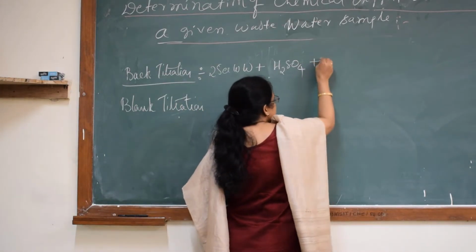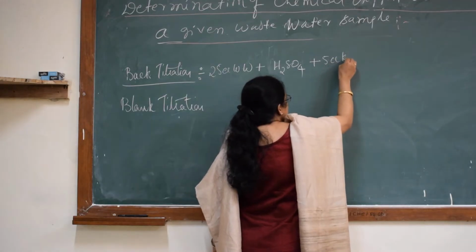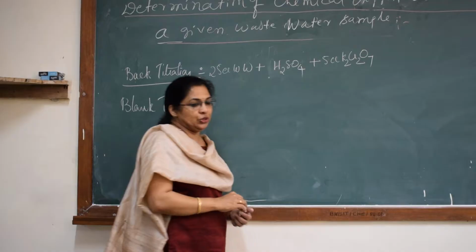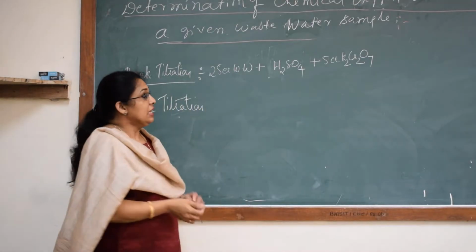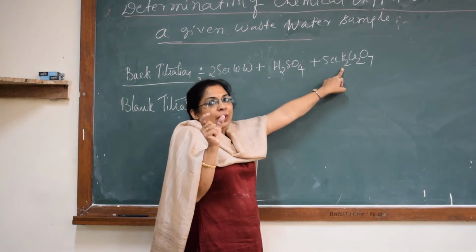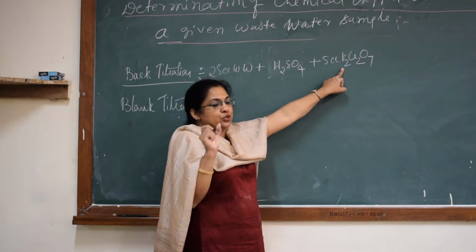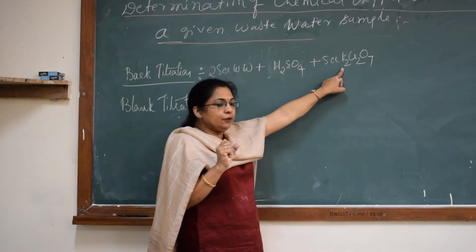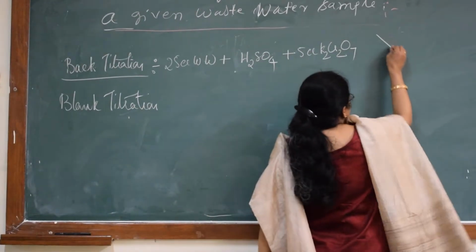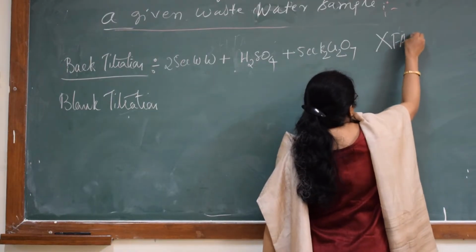Then you need to add just 5 cc of K2Cr2O7 from the burette. This has to be added very carefully, because K2Cr2O7 is going to act as an oxidizing agent over here. So you need to add exactly 5 cc of K2Cr2O7. Clear? Now once you have completed up to this, you need to do the titration against FAS, which is kept in the burette.